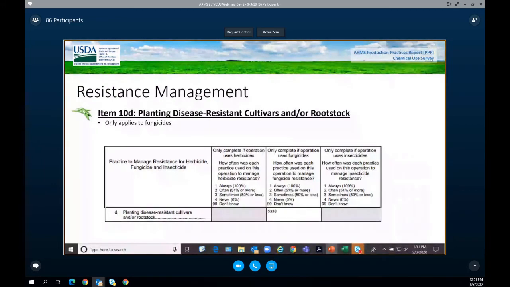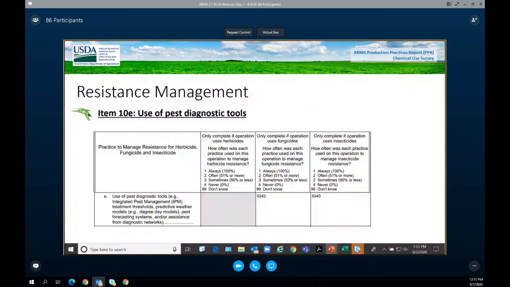Planting disease-resistant cultivars. This can apply to certain vegetables that may have resistance to different fungi. That only applies to the fungicide case. Use of pest diagnostic tools. So this really doesn't have anything to do with weeds. They're not as much based on thresholds. It's just whether they're there or not.